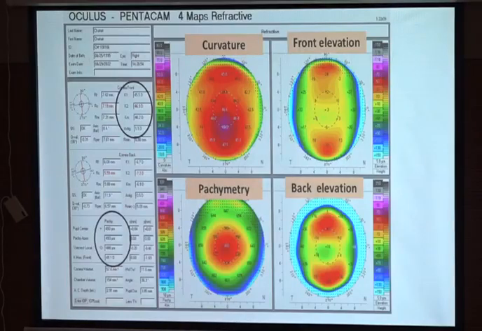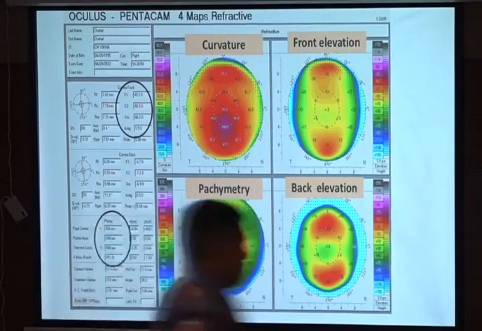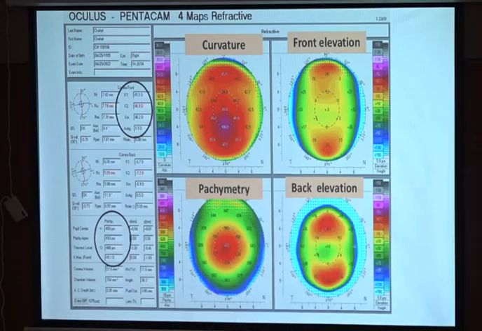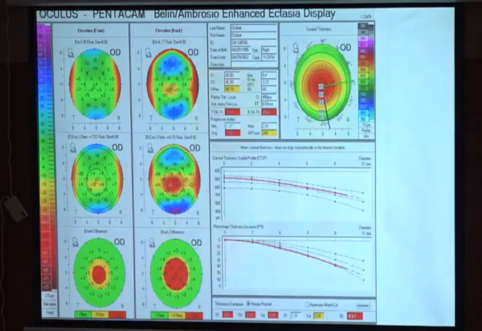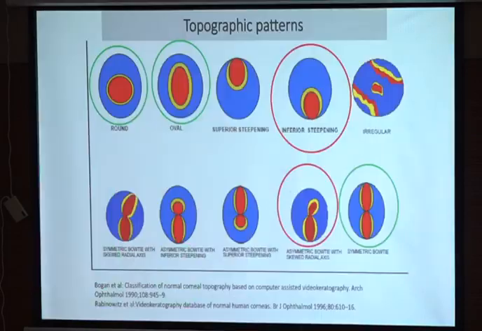Now, this is the map which has been shown to you. We look at the four things: the curvature, the front elevation, the back elevation and the pachymetry. The two circles I've highlighted are at the back, where we look at the keratometries and the pachymetry. And this is the Belin Ambrosio display, which has been explained. If time permits, I'll come back to it.